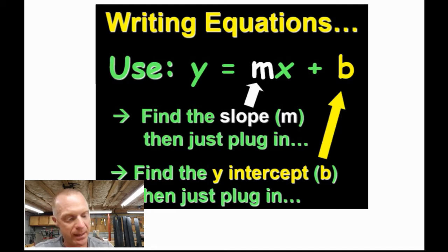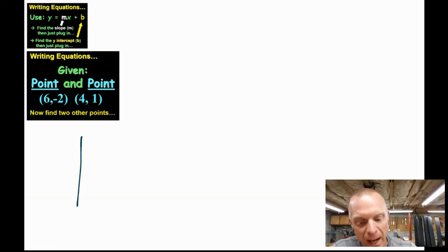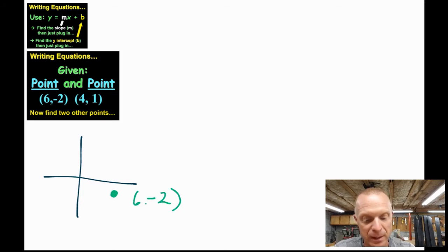Sounds pretty easy, right? But you got to remember how to do that when you're given some information. Like here, we're given 2 points, and we want to try to find an equation. We want to try to write an equation that would pass through those 2 points. Now, although it's not necessary, sometimes it can still be helpful to just think about what you're really doing here, and that is that you have a line that passes through the point (6, -2). Here's (6, -2), and the point (4, 1).